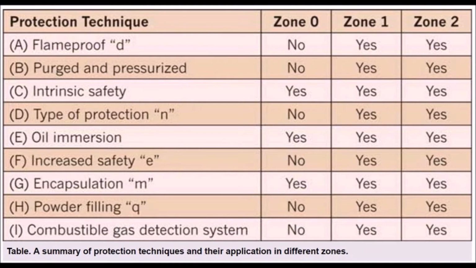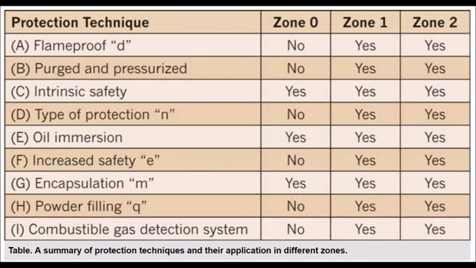Which enclosure should I choose? Article 505 has 9 permitted protection techniques. The table helps you quickly see which protection techniques apply to which zones. An important fact that is hard to spot in the NEC text is easy to spot in the table. All of the protection methods apply to Zone 1 and Zone 2, but only 2 of them apply to Zone 0. You can use intrinsically safe systems and oil immersion regardless of zone, but you can't use other techniques in Zone 0.